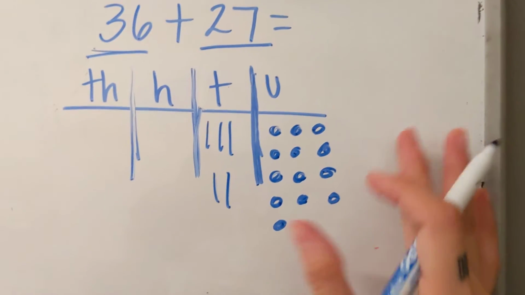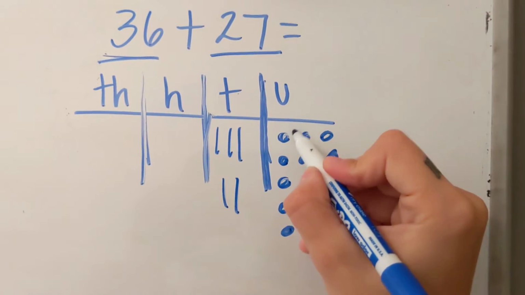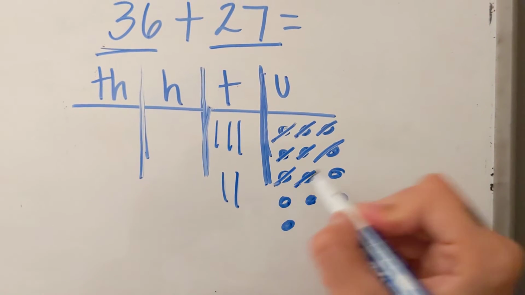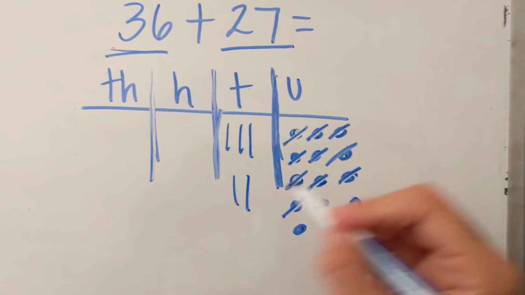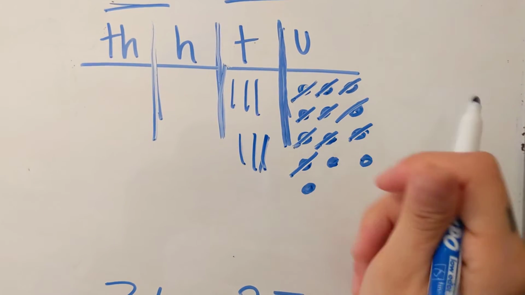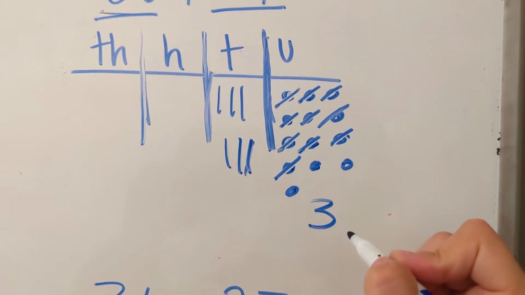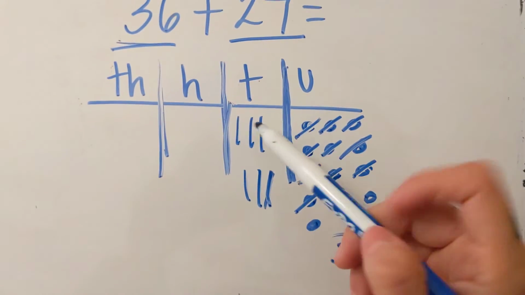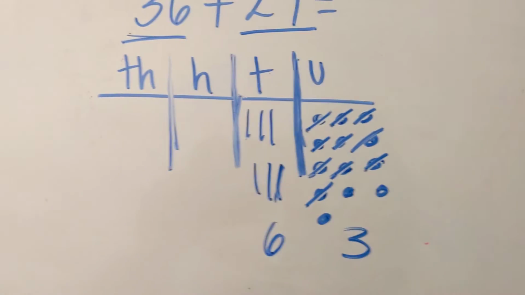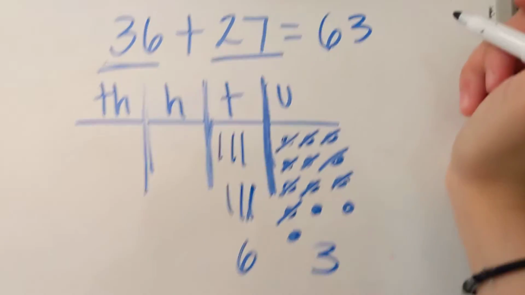So just like I showed you, I cannot have more than 9. So what I will do is take away 10: 1, 2, 3, 4, 5, 6, 7, 8, 9, 10. And I will draw one more ten right here. And I'm left with 3. Now I'm going to put these tens together: 1, 2, 3, 4, 5, 6. And my answer is 63.